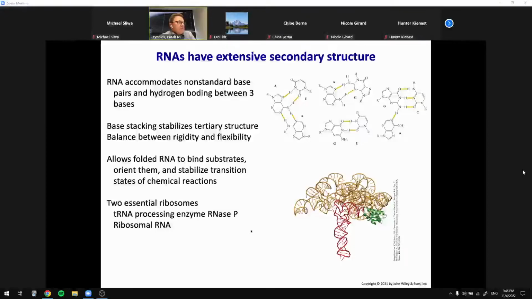And the two we talked about as being essential in all organisms are ones that process the tRNA, which is RNase P, and the ribosomes, right? So forming the peptide bond is done by the ribosomes. And so it's a ribosome.